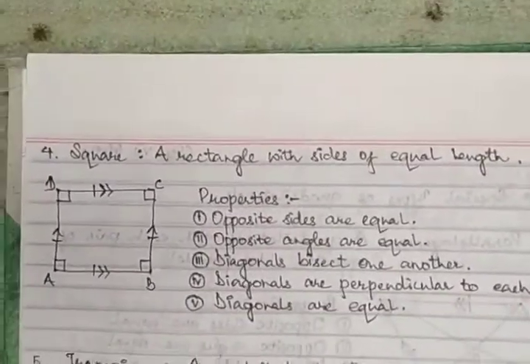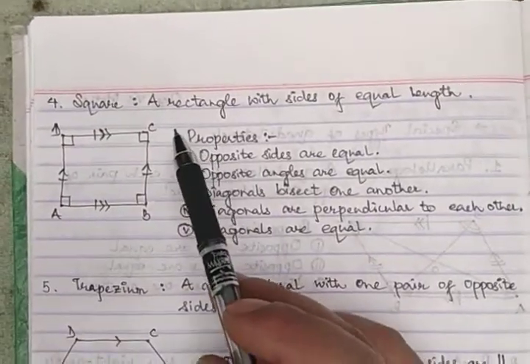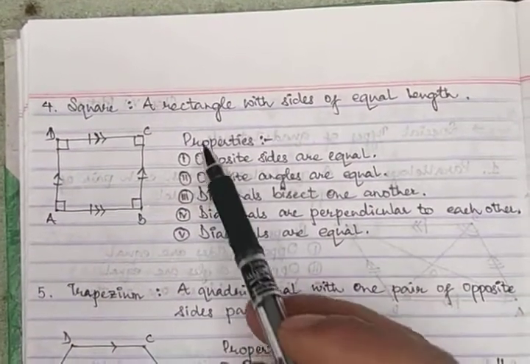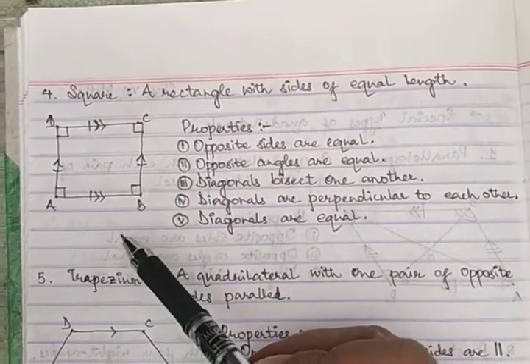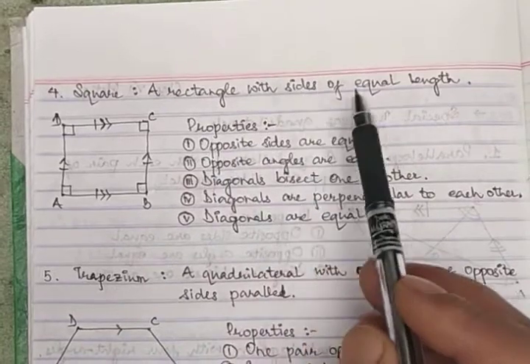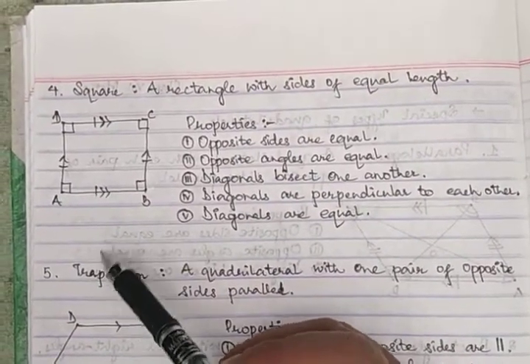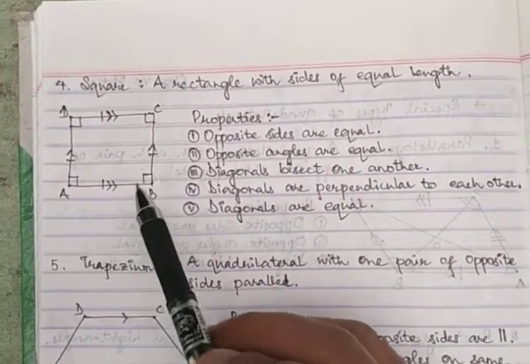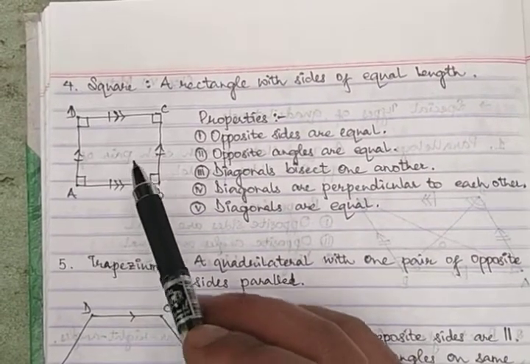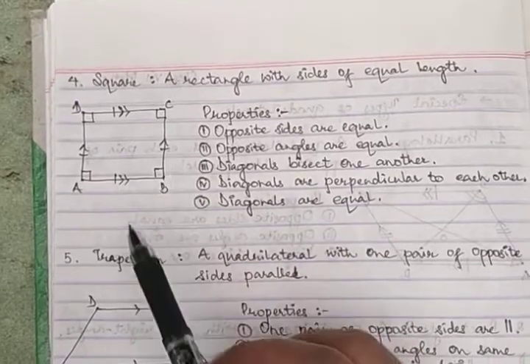Okay. Now the next one we have here is a square. It's been said a rectangle with sides of equal length. Now again, why is it said a rectangle? Because a square will show all the properties of a rectangle as well. A rectangle with sides of equal length. In a square, all the four sides are equal. Not just that opposite sides are parallel and opposite sides are equal, but all the four sides are equal and all the four angles are also equal.